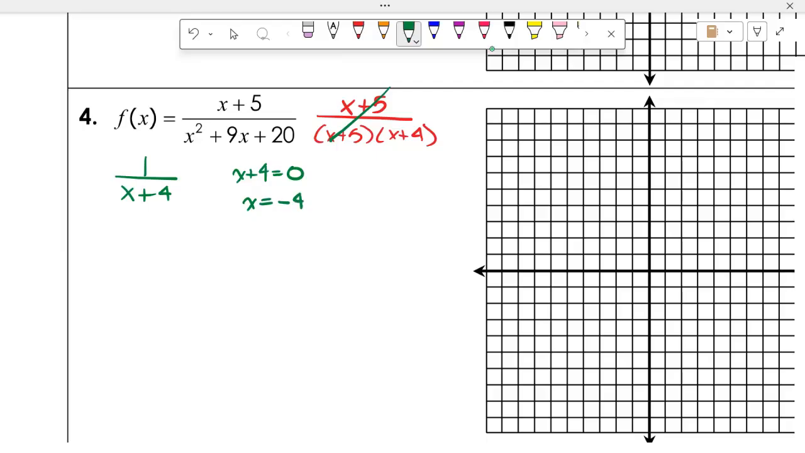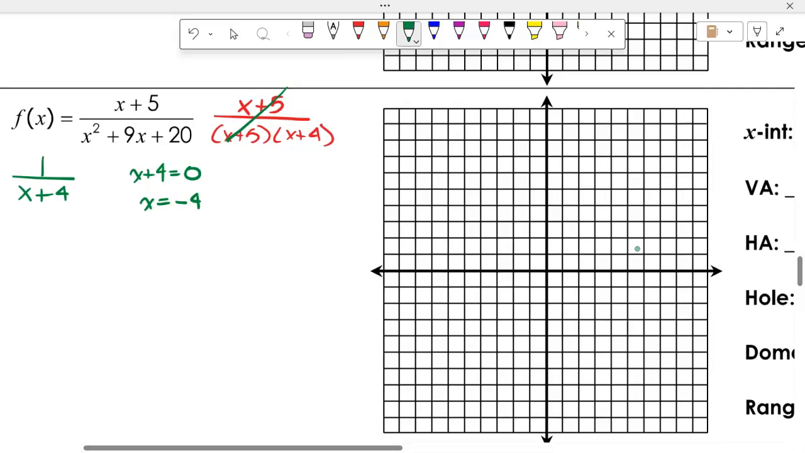If I plug -4 in here, I get 1 over -4 plus 4, which is 1 over 0. If I plug in -4 over here, I'm going to get 1 over 1 times 0, which again is a problem. So that's why that becomes a vertical asymptote. So I'm going to come over here at x equals -4. So 1, 2, 3, 4 right here. And I've got my vertical asymptote.